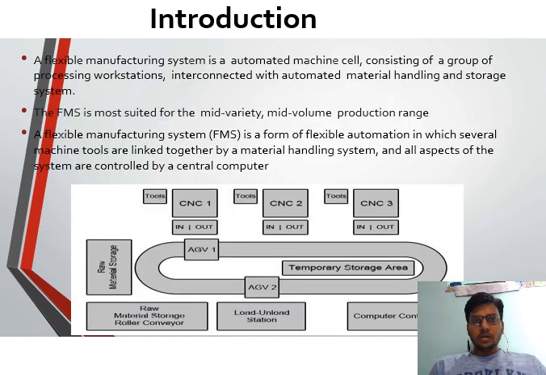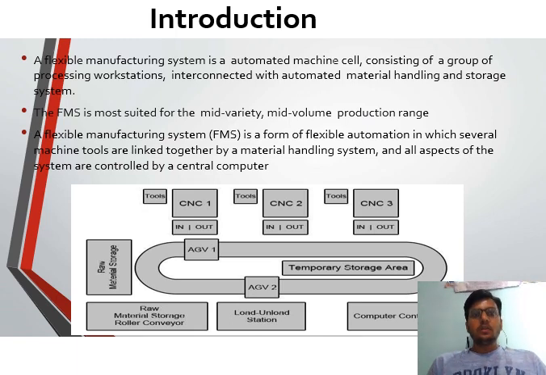Majorly we can introduce this flexible manufacturing system as an automated machine cell that consists of a group of processing workstations interconnected with an automated material handling and storage system. So particularly this is a completely automatized cell that includes workstations, groups of machines that are connected with automated material handling equipment and storage devices.